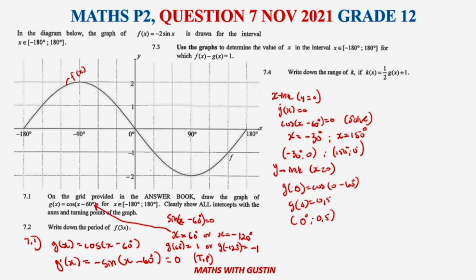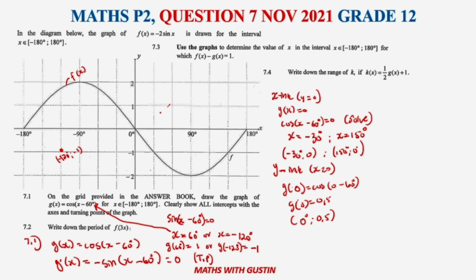I hope you guys can follow. So what do we have? Let's start with the turning points. We've got the turning points here. The turning point is at negative 120, negative 1, which is somewhere here. So this is our turning point here. And then where is the other turning point? The other turning point is at (60, 1).